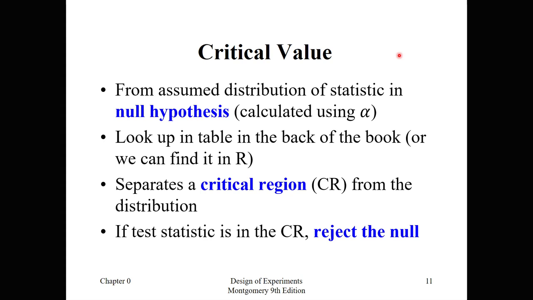So that tends to be how we use critical values to make decisions: we look up a distribution that's specified by the null hypothesis and find a cutoff value for the critical region. This comes from our alpha level. And then we separate the critical region from the rest of the distribution and look at the test statistic to see if it falls in the critical region. And if it does, we reject.